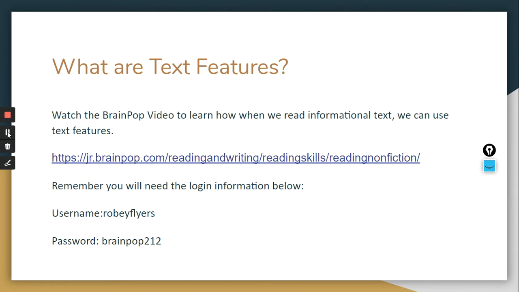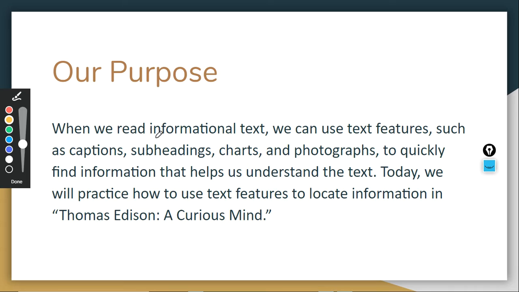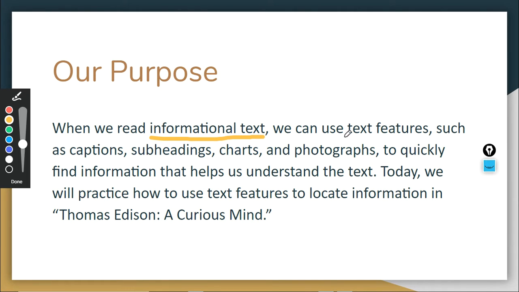All right, hit pause. All right, so remember the purpose of our lesson is that we're learning about those informational text features that help us understand information a little deeper. This is our main purpose. So let's take a look. I'm going to underline some of those key reasons why we're doing this. It says when we read informational text, we can use text features such as captions, subheadings, charts, and photographs to quickly find information that helps us understand the text.